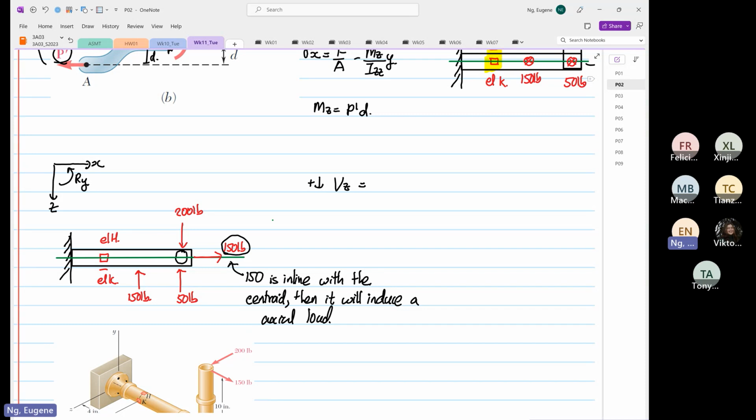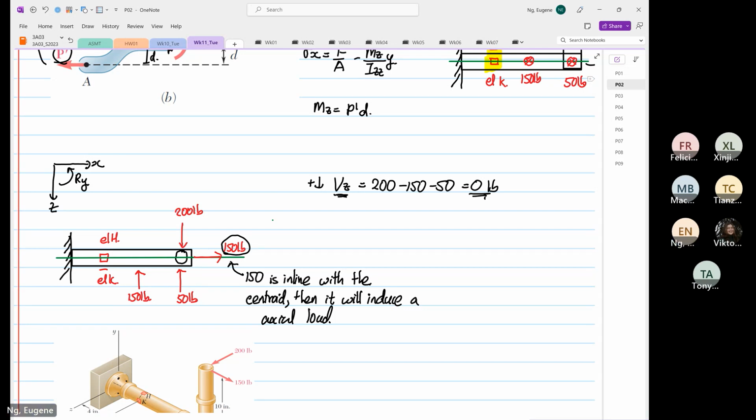Okay, so that's why I wrote down here shear VZ. Coming down is positive. So it's 200 minus 150 minus 50. So VZ is equal to 0. Okay.